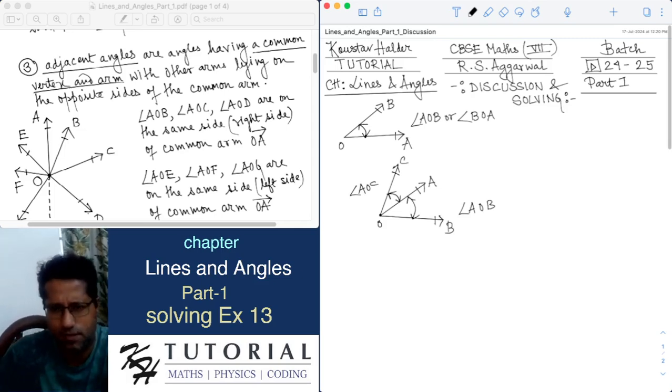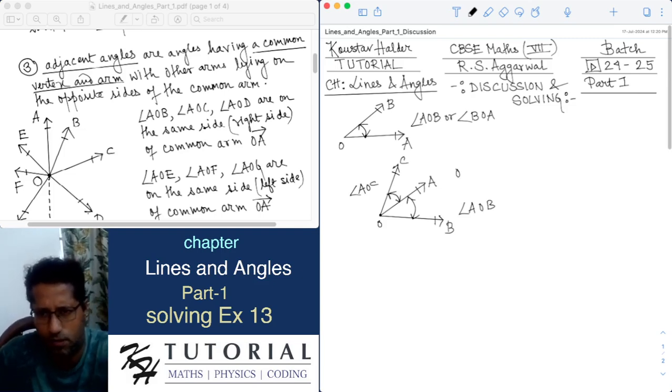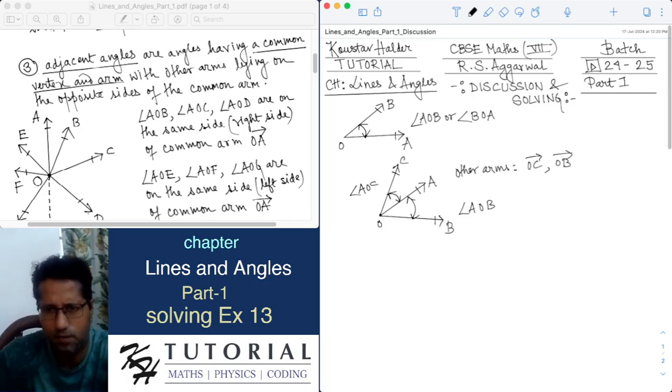Now it also says that the angles AOB and AOC will be adjacent angles if the other arms, what are the other arms? The common arm is OA, so the other arms are OC and OB. OC and OB are the other arms. They must lie on the opposite sides of the common arm OA.